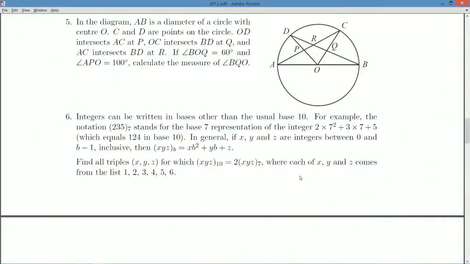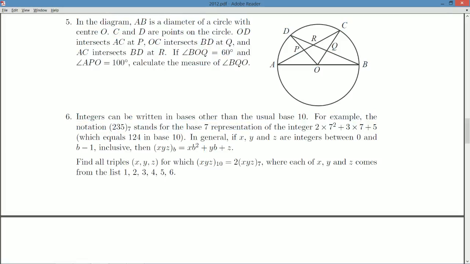to attack this question. So integers can be written in bases other than the usual base 10. Okay. This is not new. Sometimes they invent concepts for these papers, but this is one that some people might be familiar with. Binary is a common base 2 that people are usually familiar with. But there's other ones like base 8, base 16, things like that.